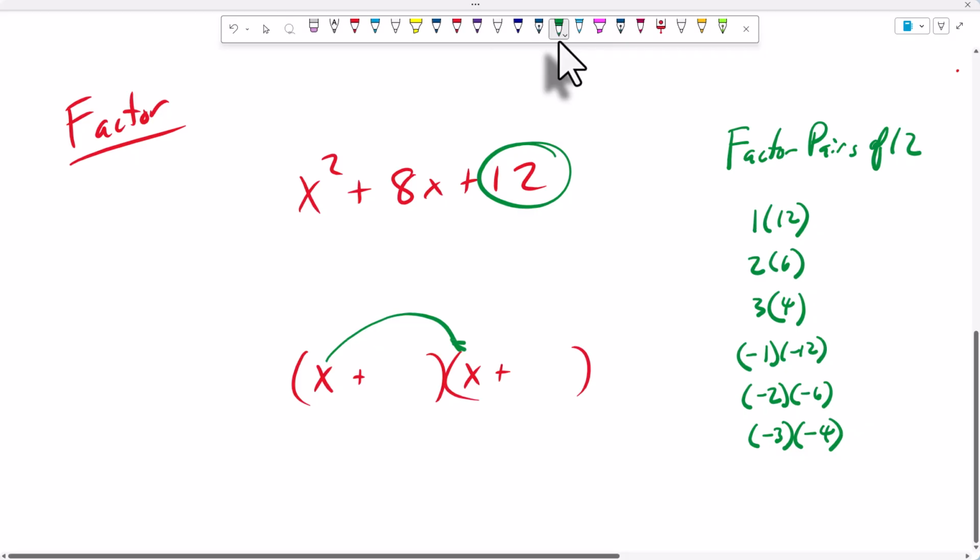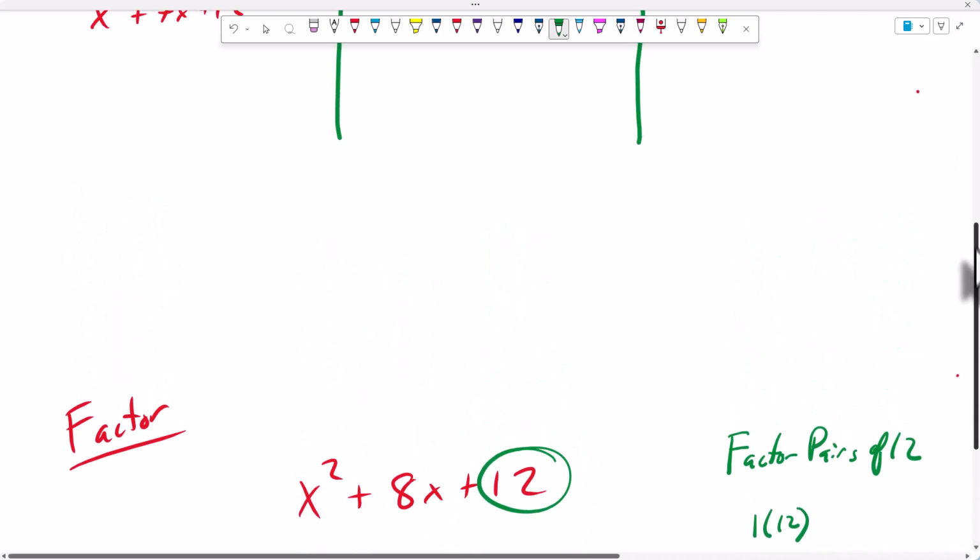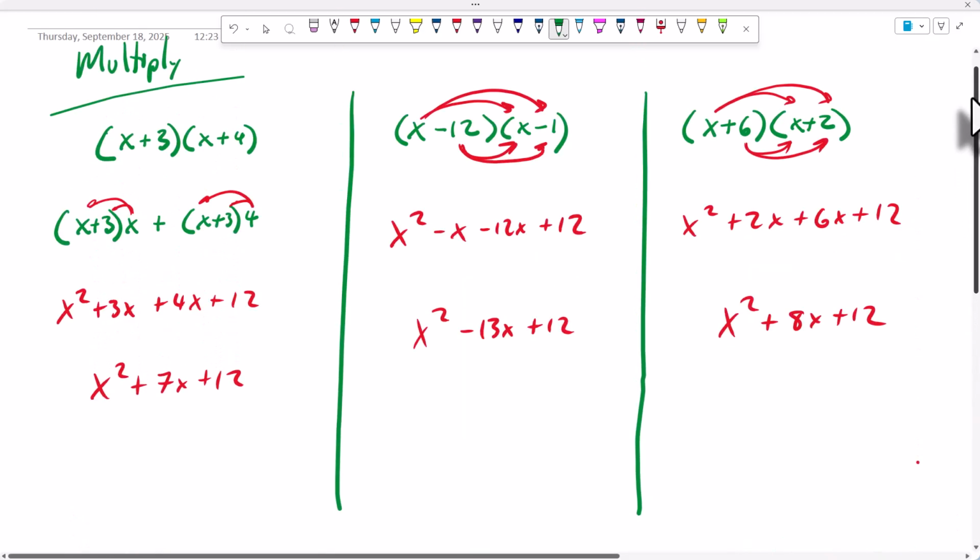So should we just guess one and multiply it out? Good. Why did you say no? It takes a lot of time. How else are we going to do it? Let's go back up here. This is the problem we're factoring.